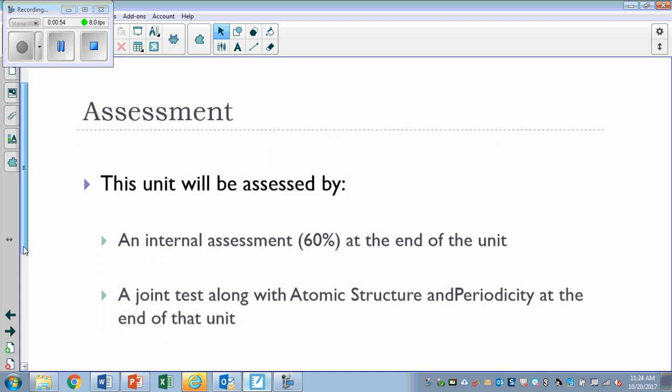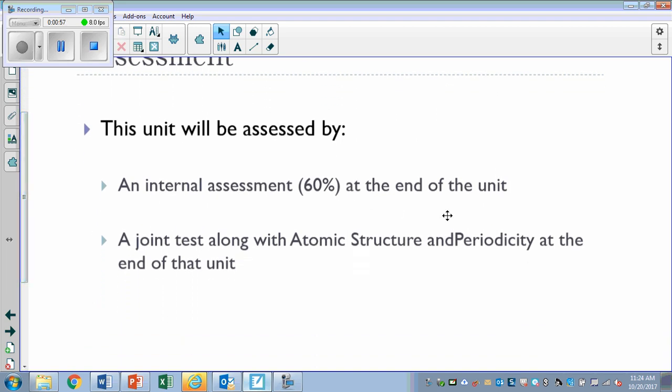This unit will end with a test that is 60% of your grade. This particular test will include the questions from atomic structure and periodicity that we have covered already. So this test will be a cumulative test of 3 units.